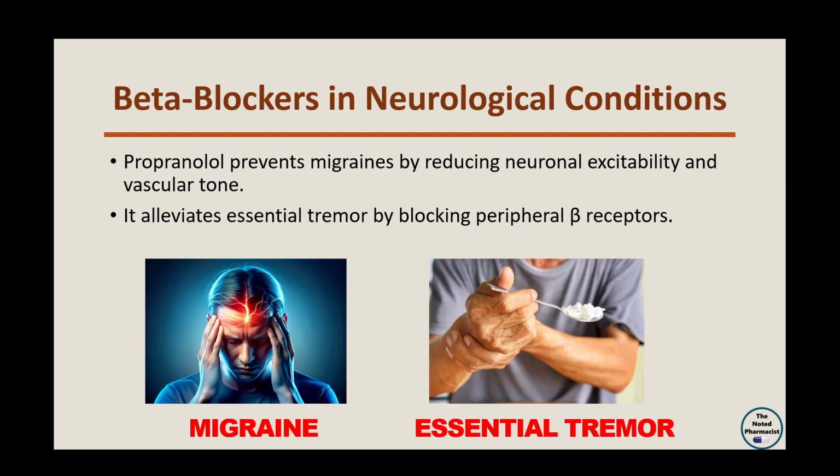Non-selective beta blockers, such as propranolol, are widely utilized not only for cardiovascular indications but also in managing neurological conditions like migraine prophylaxis by modulating vascular tone and reducing neuronal excitability. Additionally, they are effective in essential tremor by attenuating involuntary oscillatory muscle activity through peripheral beta receptor blockade.